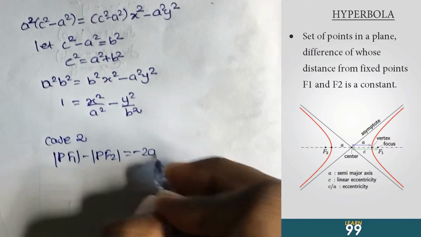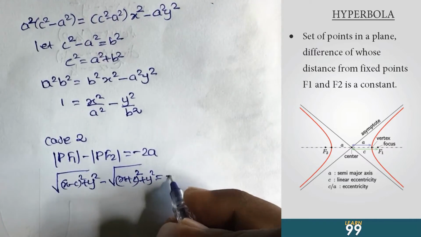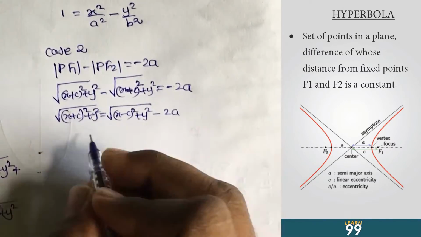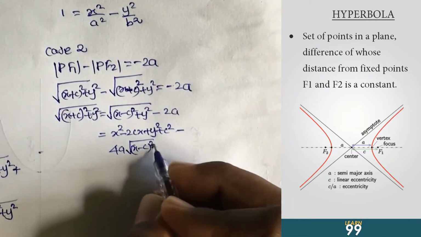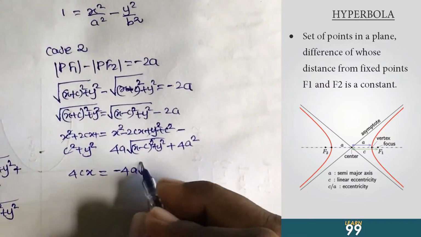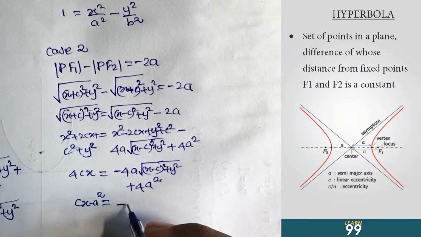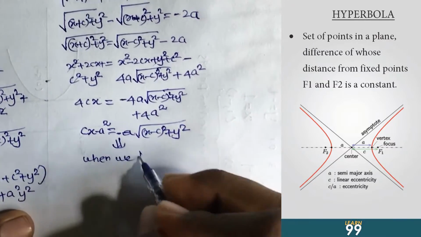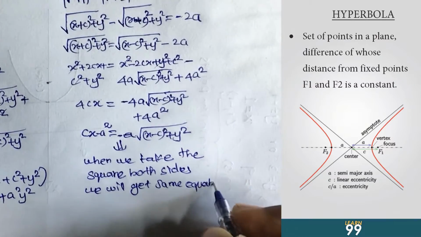You can do the same thing as we did in case 1. After you get to this step, you may see this is absolutely equal to the first case, so we can neglect it and we will get the same answer, that is 1 equals x squared over a squared minus y squared over b squared. Okay.